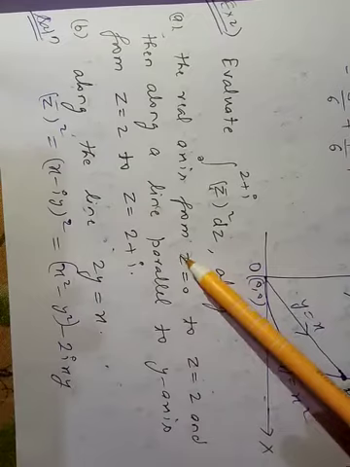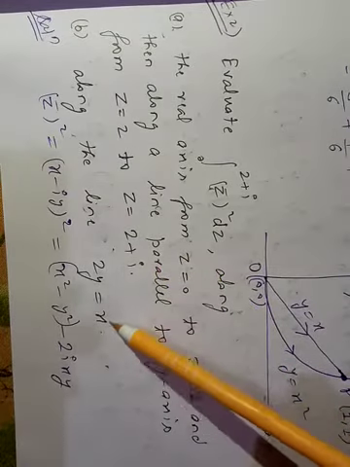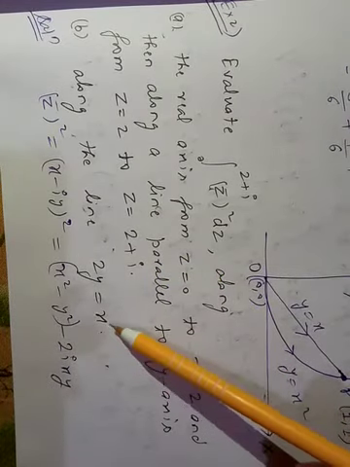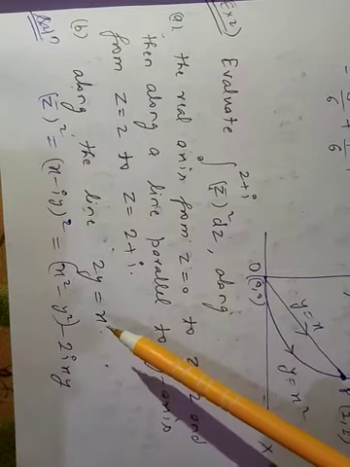So this is one path, and the second path is 2y is equal to x, or y is equal to mx, again the radius vector passing through origin.